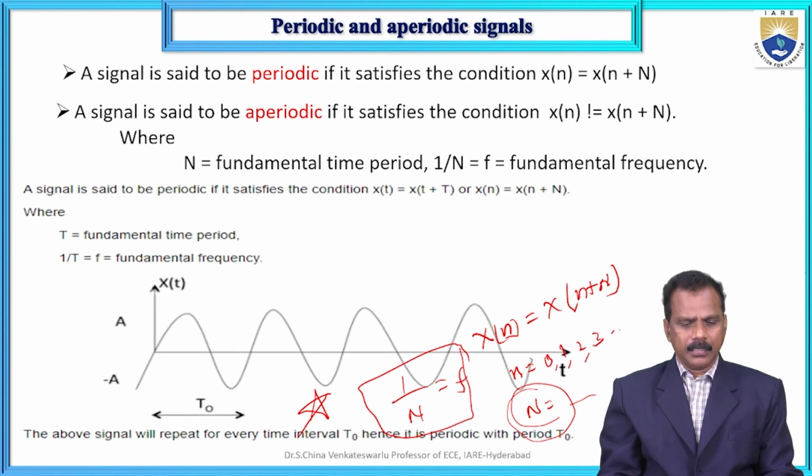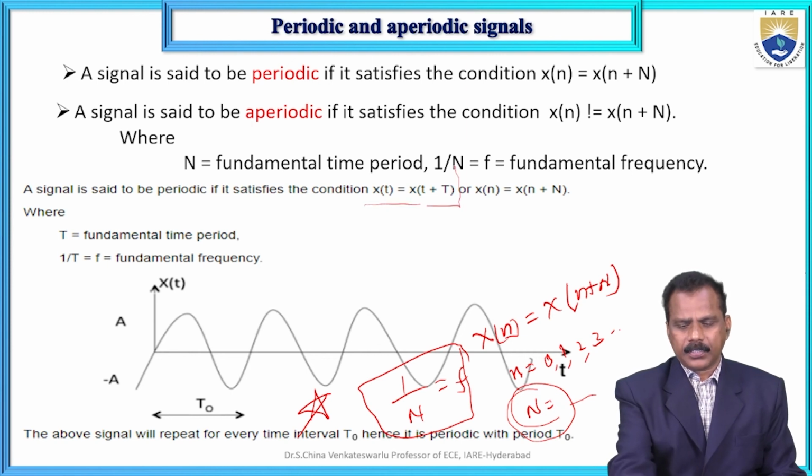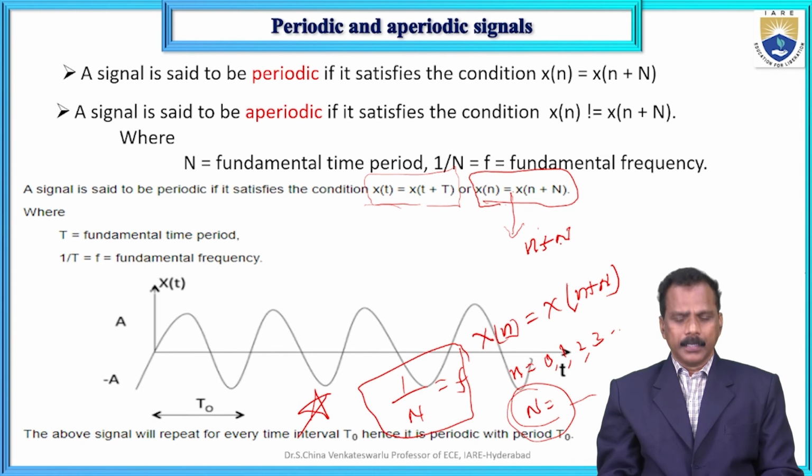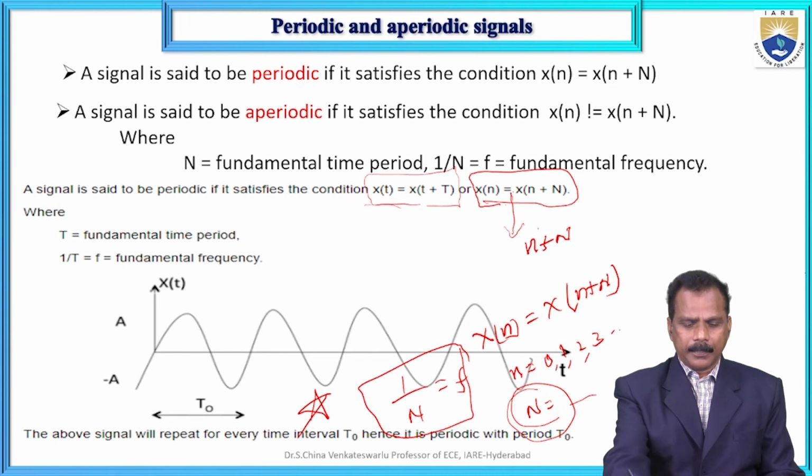The signal is said to be periodic if it satisfies the condition x of t is equal to x of t plus capital T, or we can consider x of n is equal to x of n plus capital N. Here capital T is the fundamental time period, and its reciprocal is 1 by capital T.